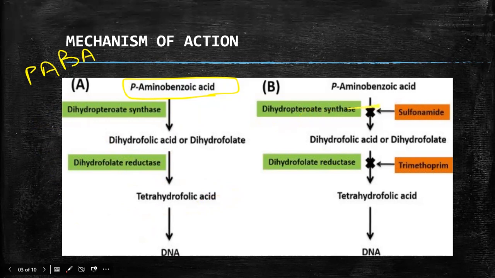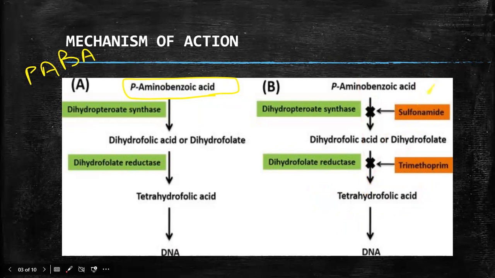But dihydropteroate synthase is blocked by the sulfonamide that we discussed in the previous lecture. And the second enzyme, dihydrofolate reductase, is blocked by trimethoprim. So ultimately, there will be no synthesis of tetrahydrofolic acid, and therefore no synthesis of DNA. As you notice, sulfonamides and trimethoprim act on the same pathway, so it is good to use them together.